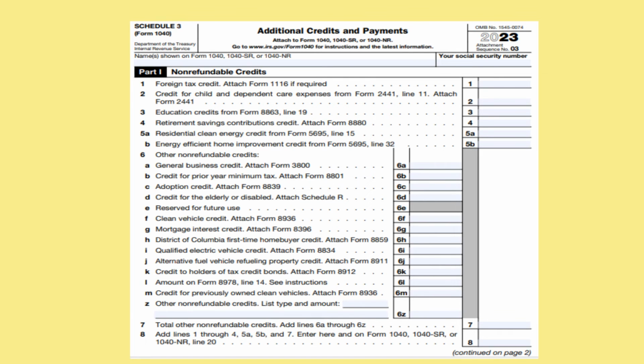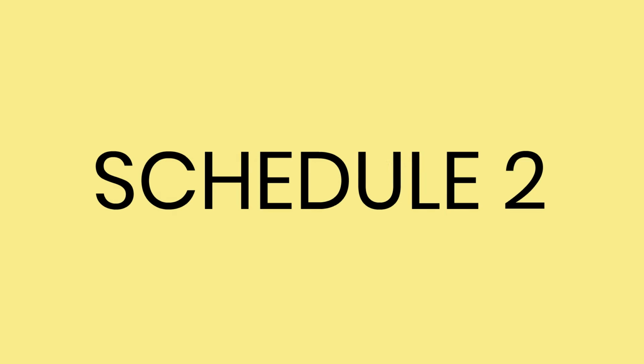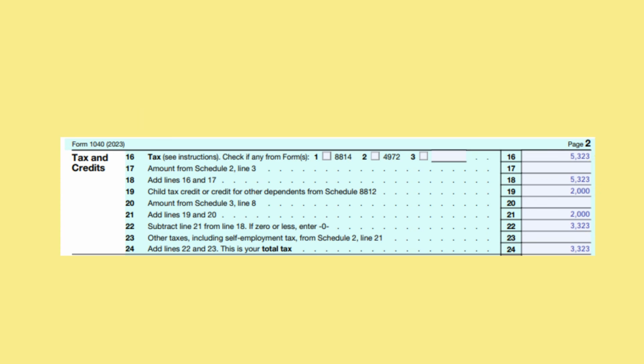On line 21, add lines 19 and 20 together to arrive at $2,000. On line 22, subtract line 21 from line 18 to arrive at $3,323. Line 23 will be left blank in our example as we do not have any other taxes from Schedule 2, line 21. The most common one would be self-employment tax. On line 24, add lines 22 and 23 together to arrive at $3,323 for your total tax.